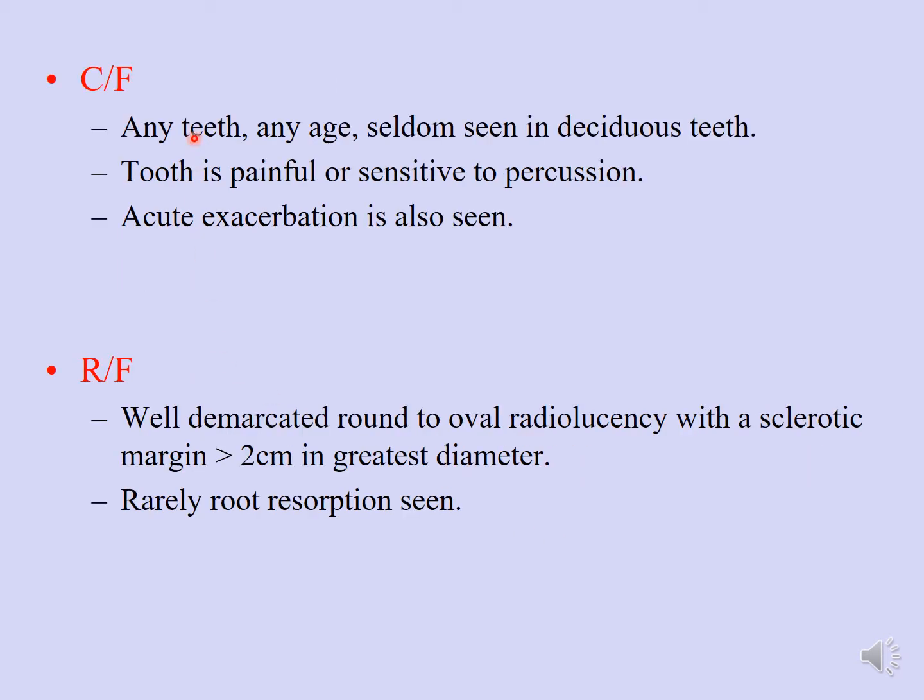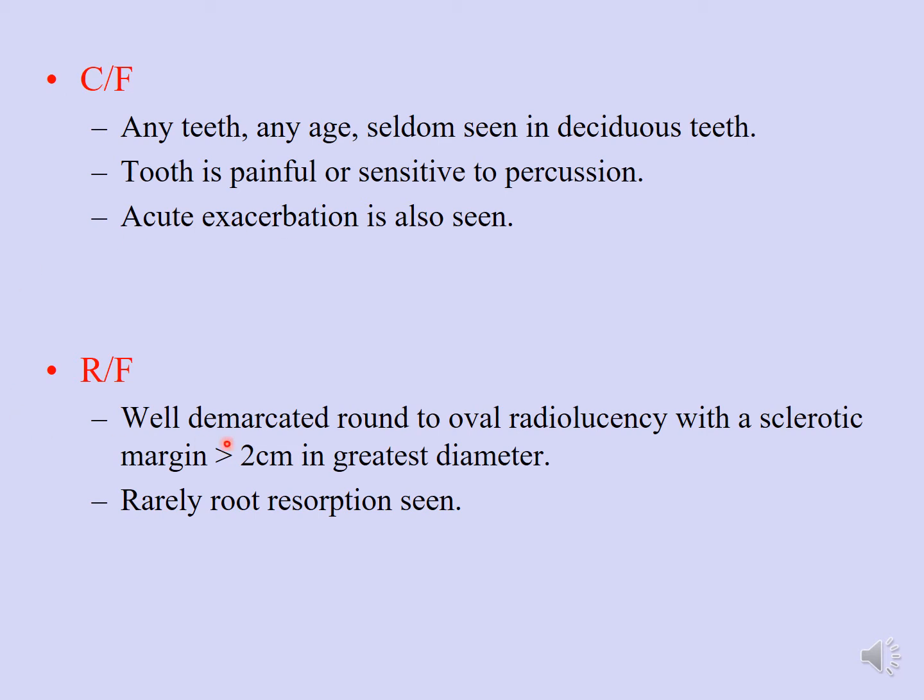So clinical features: any teeth. It can affect any teeth because caries can affect any teeth, any age. It's seldom seen in deciduous teeth. In the deciduous dentition, the most common cyst is the dentigerous cyst, right? Whereas in the permanent dentition, the most common cyst is the radicular cyst. Now, the tooth is painful or sensitive to percussion. Okay, sometimes there is acute exacerbation of these lesions as well.